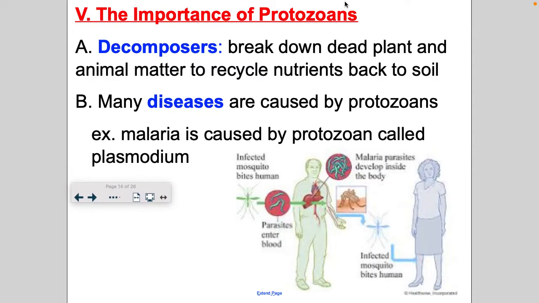The importance of protozoans: most of them are decomposers, which means they break down dead materials and then they recycle nutrients back to the environment in some way. And a lot of them do cause diseases.